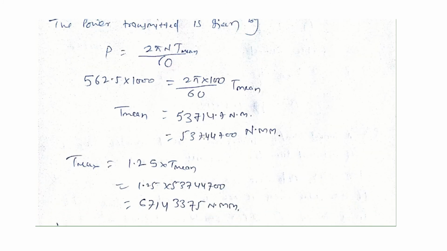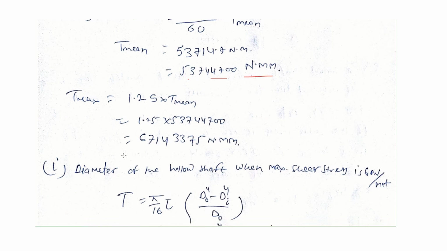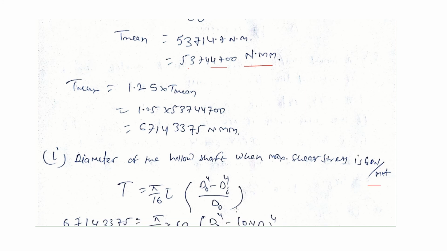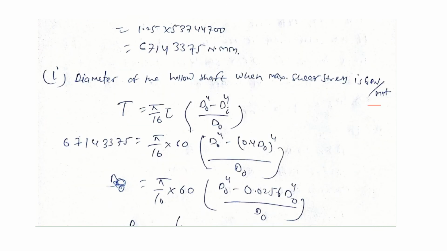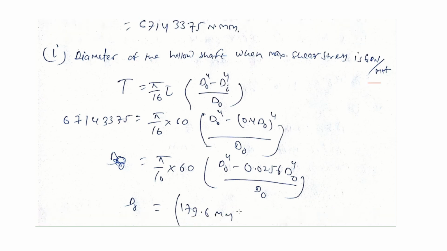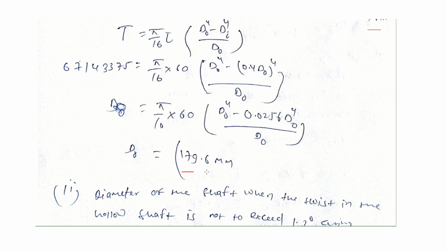So we calculate from here T mean. The value of T mean is 537.44700 Newton mm, using power transmitted 2 pi N T by 60, where T is T mean. Now T maximum is 1.25 T mean. Now for the first condition, the maximum shear stress is 60 Newton per mm square. So T equals pi by 16 tau into d outer to the power 4 minus d inner to the power 4, divided by d outer. We calculate from here d outer. So from this condition, d outer is 179.6 mm.